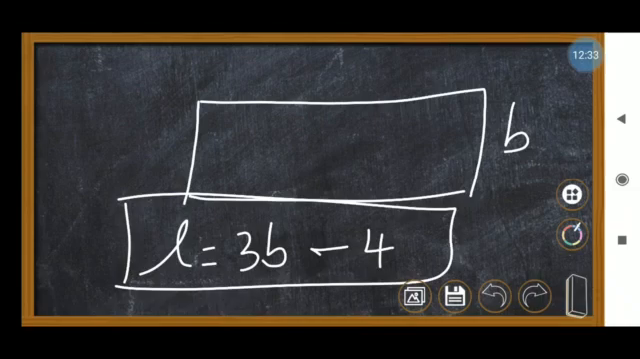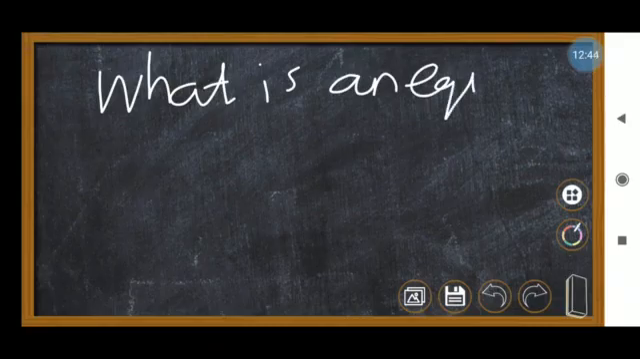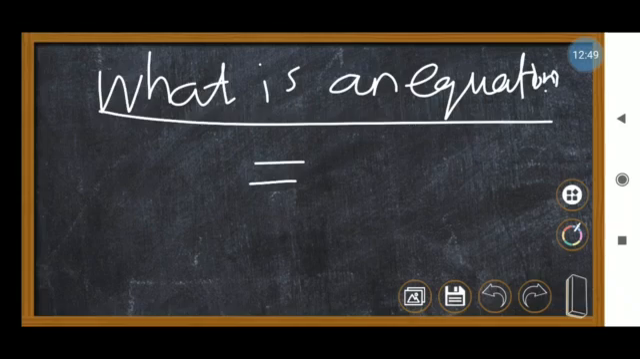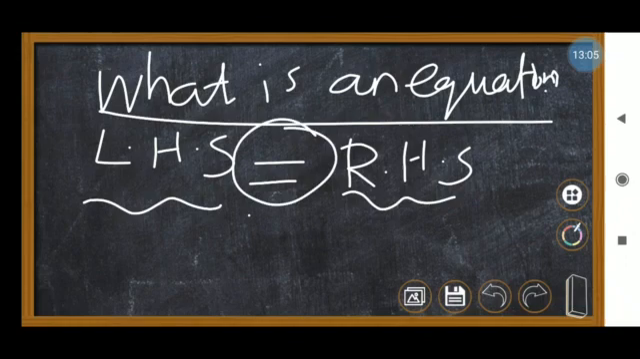Okay, and the next one: what is an equation? That concept I taught. An equation must contain the equal symbol, with an expression on the left hand side, maybe with a variable or without a variable, and an expression on the right hand side, which may contain numbers or variables. The left hand side and right hand side are equated using the equal symbol, and that is called an equation.